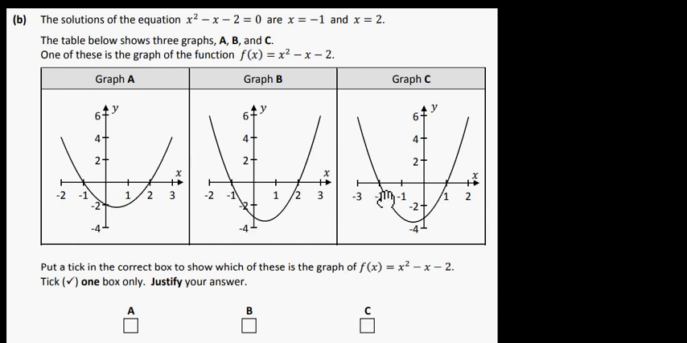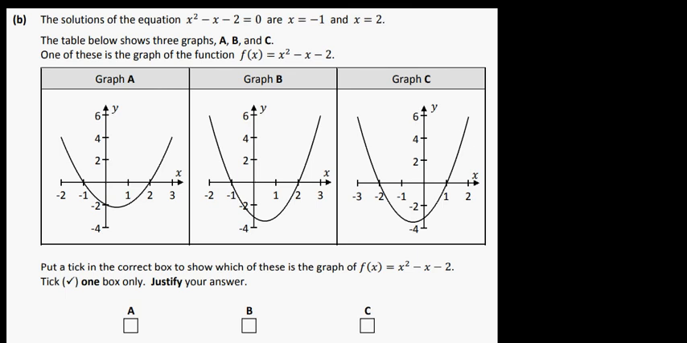So it can't be C because we have the wrong roots here. So it must be one of these 2 here. The only difference between these 2 here really is where the graph cuts the y-axis. We can see it cuts the y-axis here at minus 2, and it cuts the y-axis here in graph B at somewhere around minus 3. So which is correct? So we got to find where this function here cuts the y-axis.